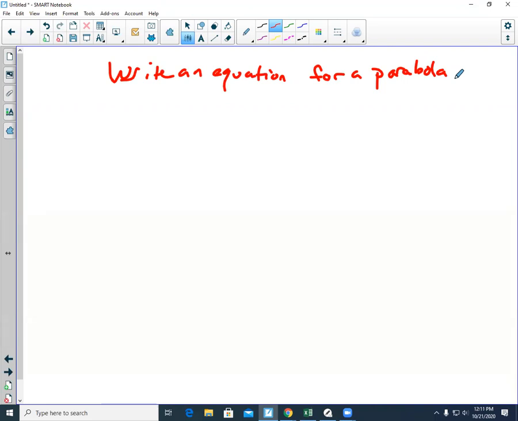You do not need all three. Okay, and actually you could be given just the focus and the directrix. But what you need to know is you need to have at least two pieces of information. Okay. So the first piece of information that I'm going to give you is where the vertex is.